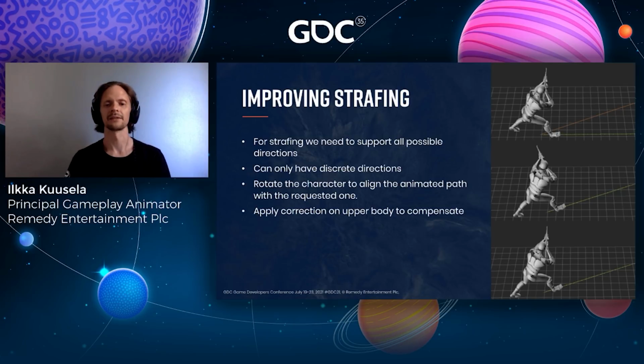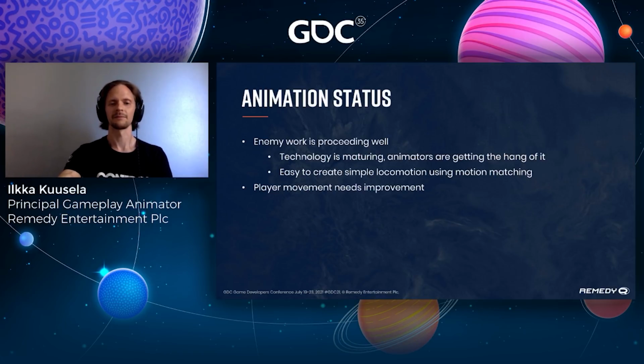So to fix this, we made it so that the character gets rotated so that the animated path is aligned with the path the code is requesting. And then we apply a correction on the upper body to counter for this correction. So in practice, we are rotating the lower body of the character to align with the path.